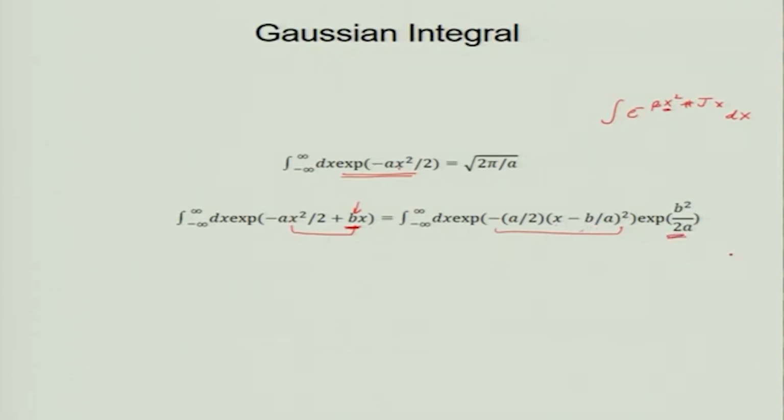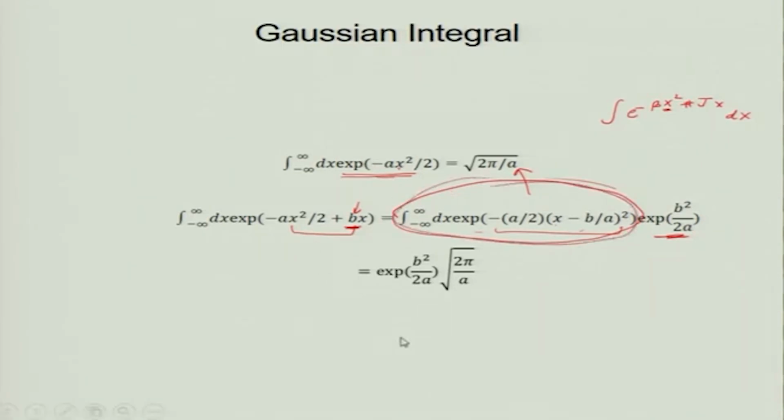So the correction is this: add and subtract. I am sure you have done this, but if you add and subtract and bring it to exponential form, this part I can use this formula, and this part is constant, right? It is not a function of x. So this is straightforward: e to the power b squared by 2a, times square root of 2 pi by a. So this is coming straight from this middle part.